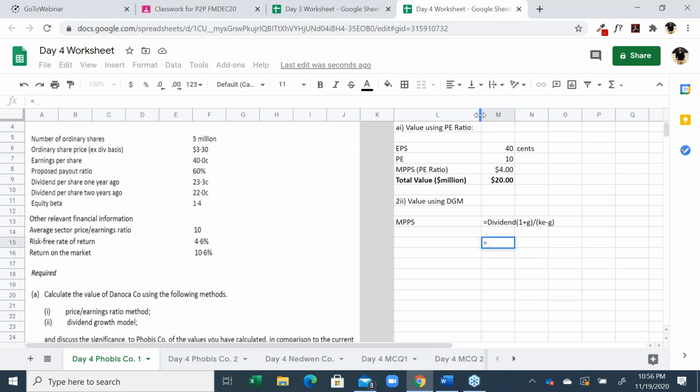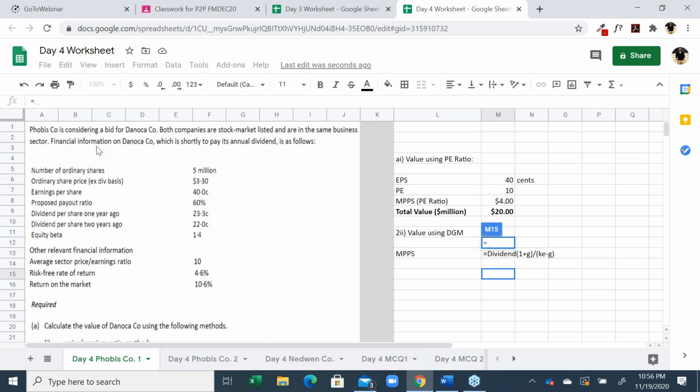So what's the current dividend per share? Has they given us any dividend? In the top line, they said that Denoka company is shortly to pay its annual dividend. So it means that it hasn't paid its dividend yet. We have a dividend of 1 year ago and 2 years ago. That's not what we need. We need a current dividend first. So we don't have the current dividend figure, but we have the current earning per share and the payout ratio, which is 60%.